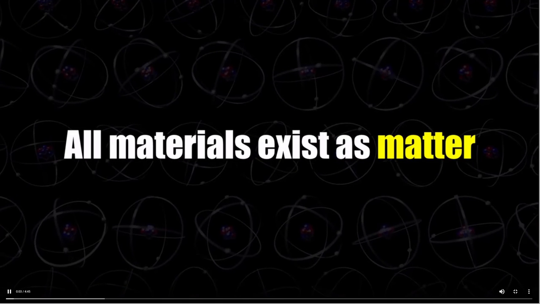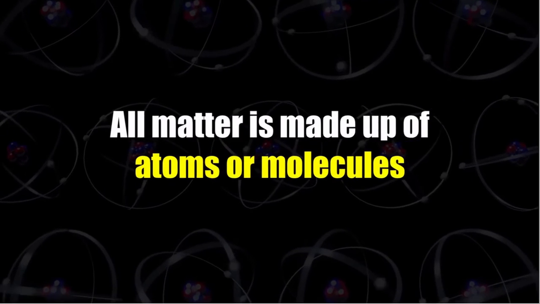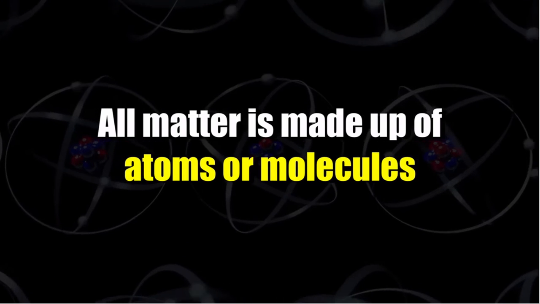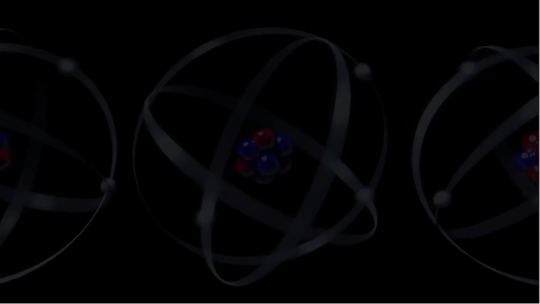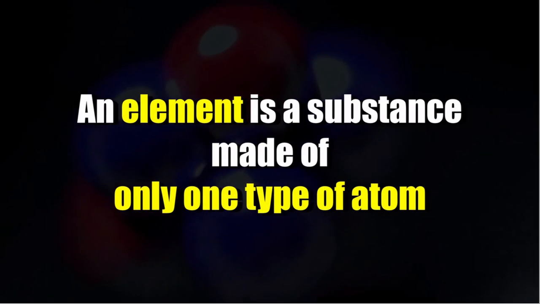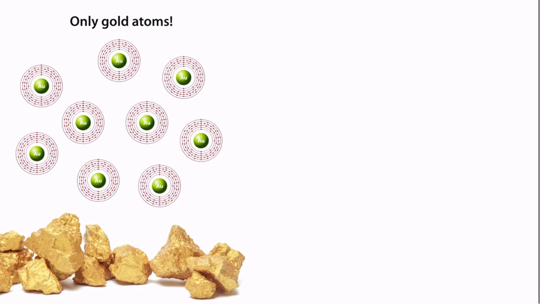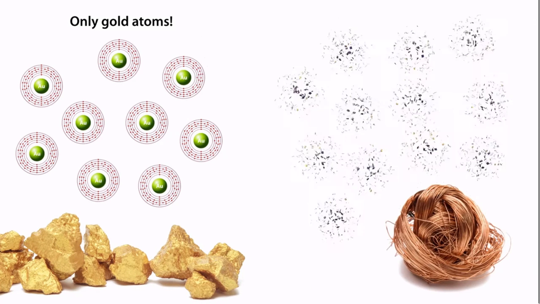As you now know, all materials exist as matter, and that matter is made up of atoms or molecules. Some substances are made up of atoms that are all the same. An element is a substance made up of only one type of atom. For example, a nugget of pure gold contains only gold atoms, or a piece of copper wire contains only copper atoms.